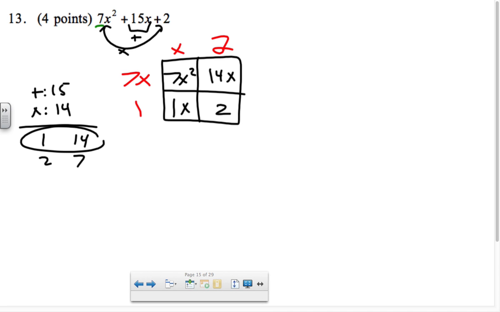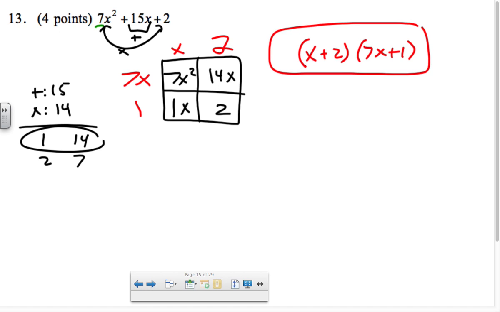There's no negative signs to worry about. So my answer is going to be x plus 2 times 7x plus 1. You could flip the order of that and have 7x plus 1 in parentheses times x plus 2 in parentheses. All right?